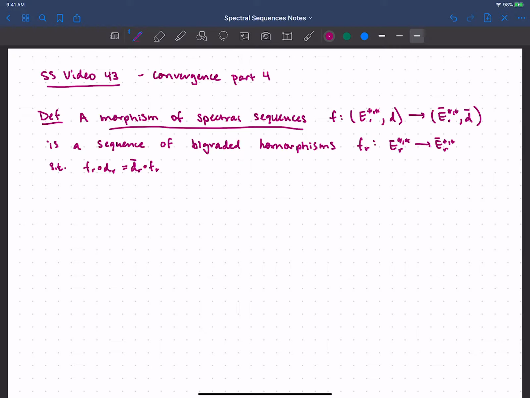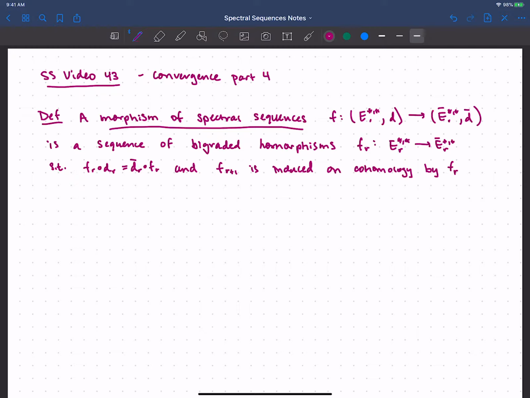Okay, and then maybe the one subtle piece here, and the reason that it's worth writing it out, is that this f_{r+1} should really be induced on cohomology or homology. Of course, I can make the same definition for a homologically graded spectral sequence, doesn't matter. But the point is this should be induced from f_r. So this should be compatible with taking cohomology and whatnot.